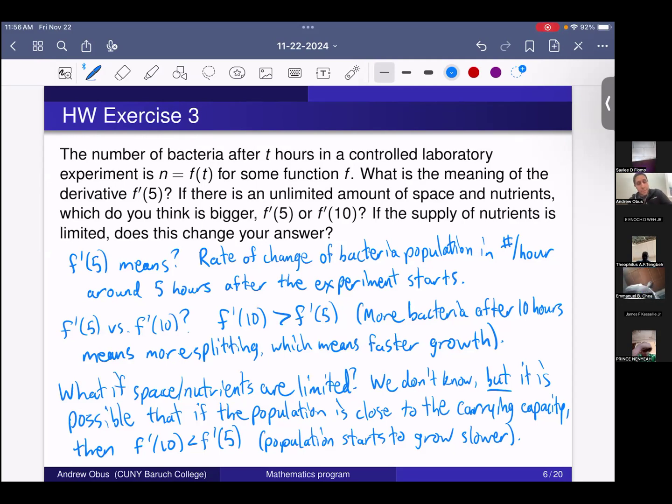So if there's unlimited space and nutrients, then of course f prime of 10 is going to be bigger than f prime of 5. The rate of change is going to be higher at 10 hours. But if we're getting close to the end, then maybe they could be the same. Maybe f prime of 10 could even be lower, or maybe it's still higher. We just don't know without more information.